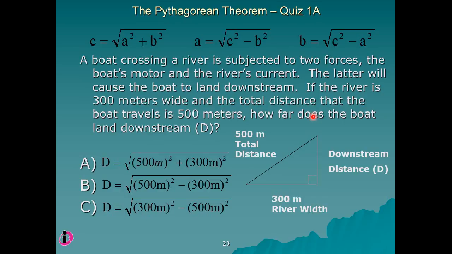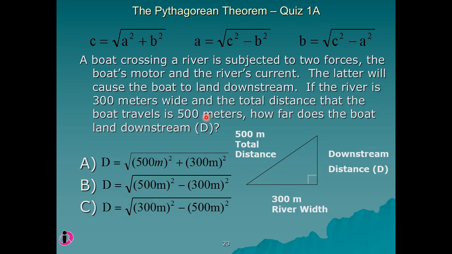Okay, and this is a very important formula in trigonometry. We solve a lot of real life problems with it as well. Let's look at a real life problem that we can solve using the Pythagorean theorem. A boat crossing a river is subjected to 2 forces, the boat's motor and the river's current, right?